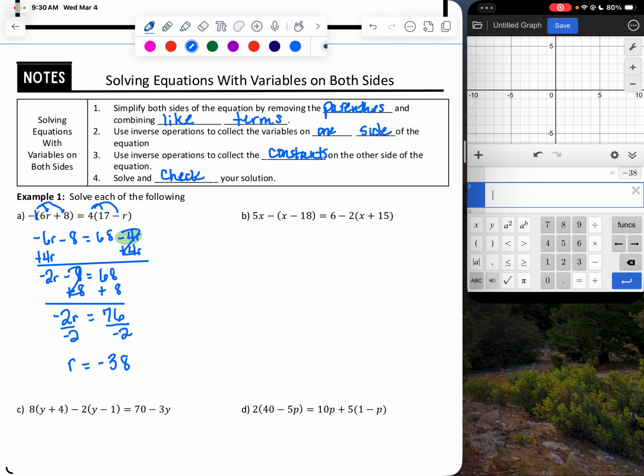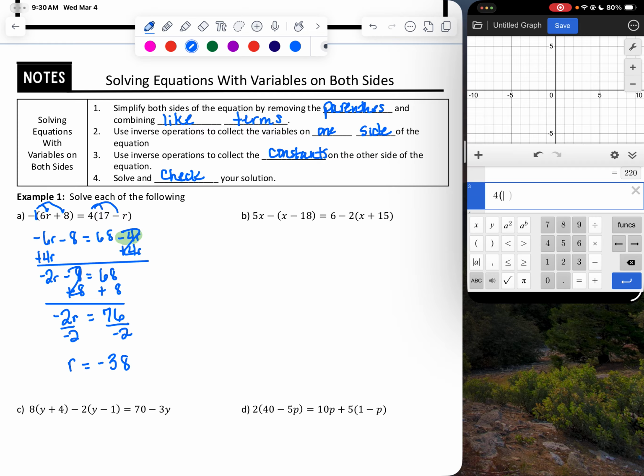Now, to check your solution, I'll be using my calculator. If your teacher requires you to show the check step, then you could show it on your paper, but I'm just going to show it on the calculator. So to show it on the calculator, you're going to type in your original equation, but everywhere you see an r, you're going to type in your solution, which was negative 38. So I'll put negative parenthesis 6 times our solution, which was negative 38, plus 8, and I want to get that value, 220.